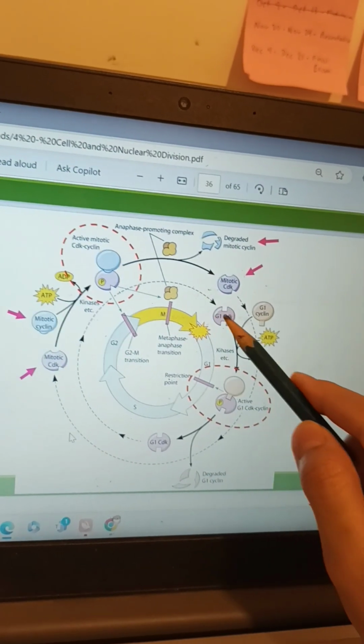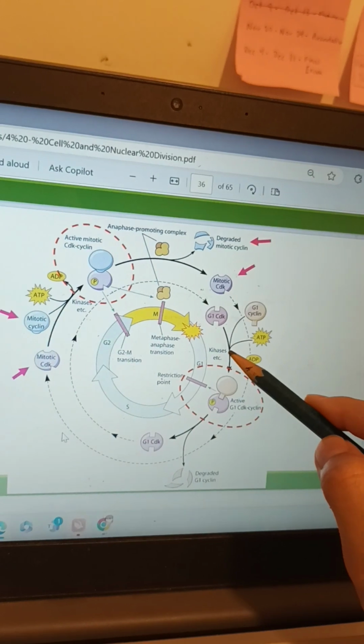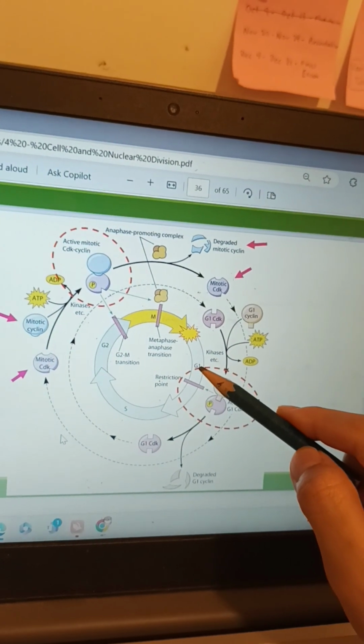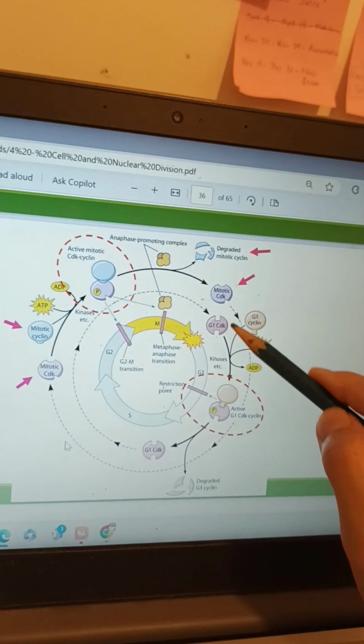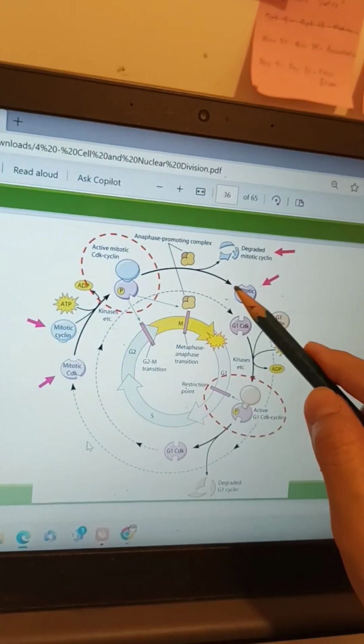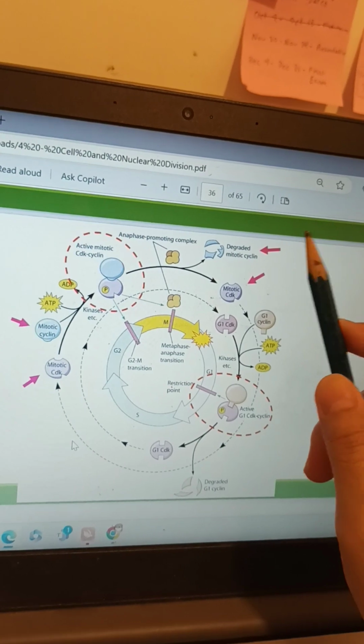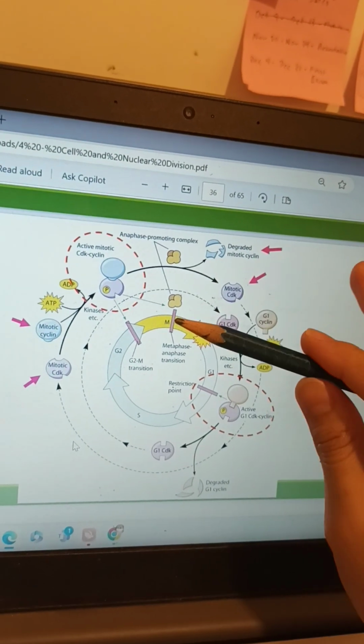And then this cycle, the second cycle, is for the G1 phase. And this cycle, the outermost cycle, is for the mitosis phase. By the way, you will also notice the two different arrows.